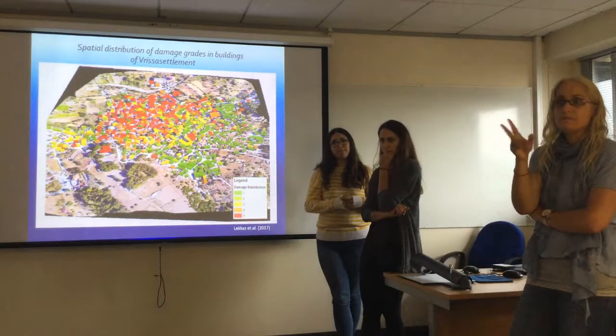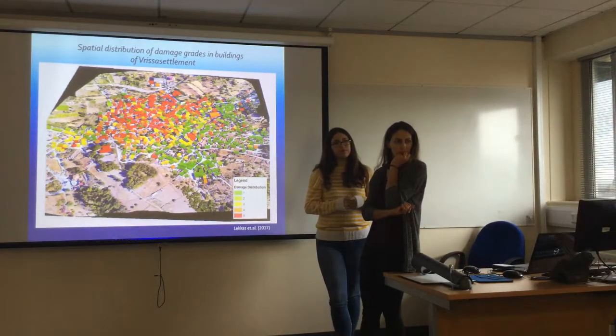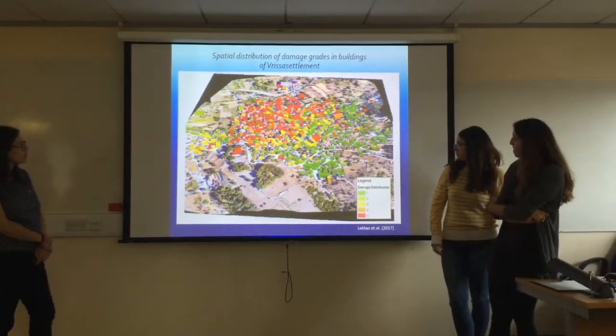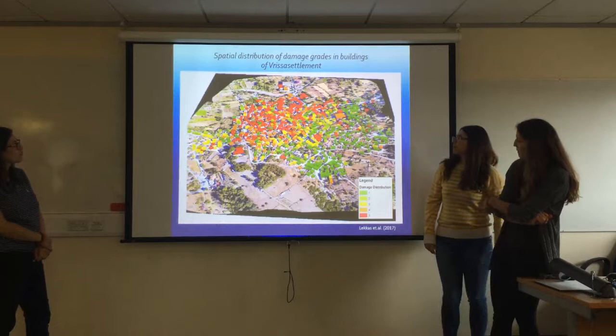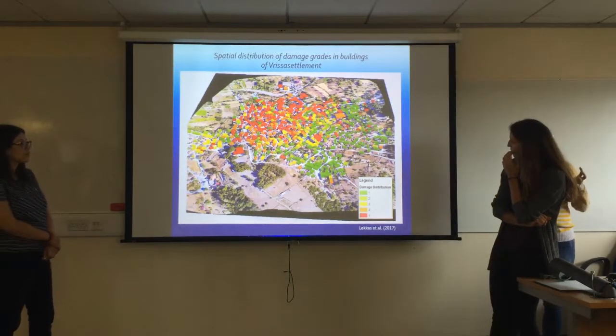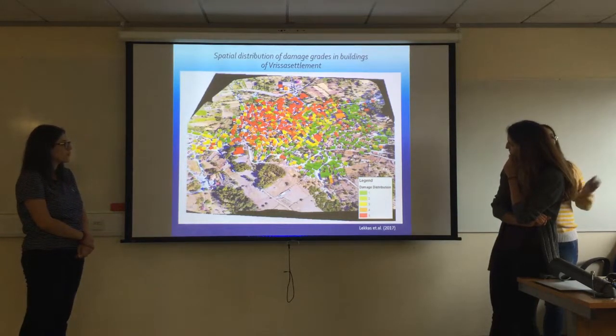Okay, other question? Yeah, sorry, Ben. Why is there a large area of green houses that have not been damaged very much and a large area of red? Do you know if there was a difference? They have a different structure, different kinds of buildings.